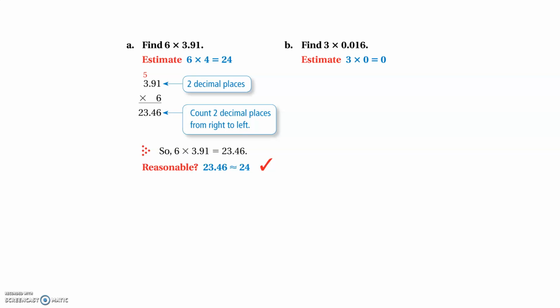All right, B, find 3 times 16 hundredths. I'm sorry, 16 thousandths. And I'm just going to round that to 0. And so 3 times 0 is 0. That's my estimate. So it's not going to be quite 0, but it's going to be a very small value.